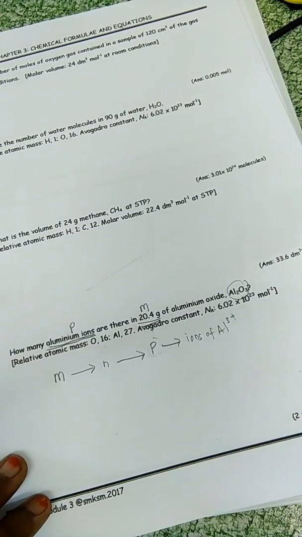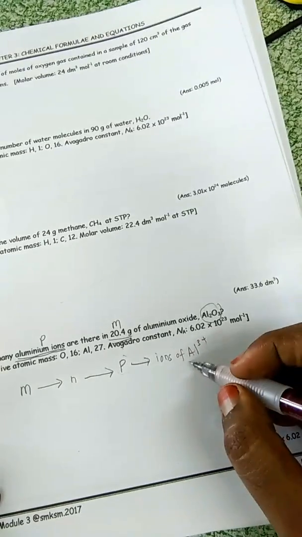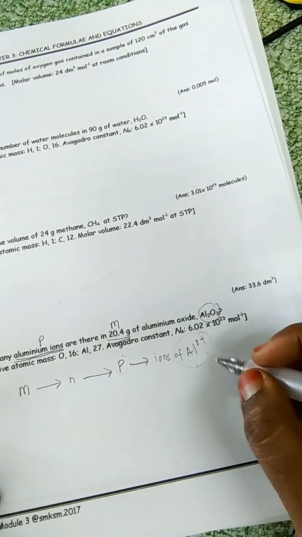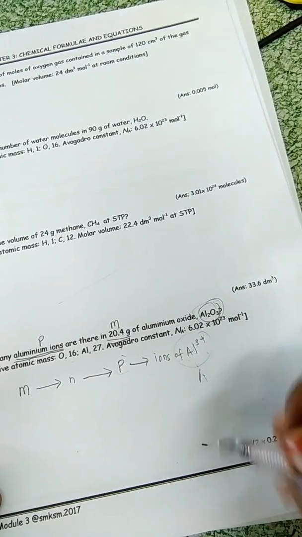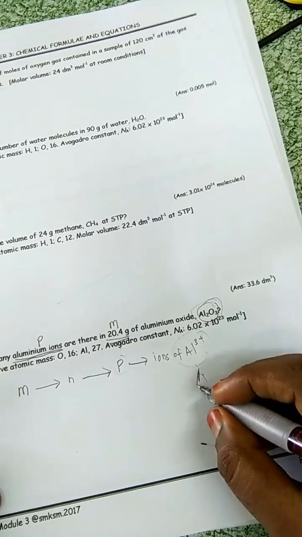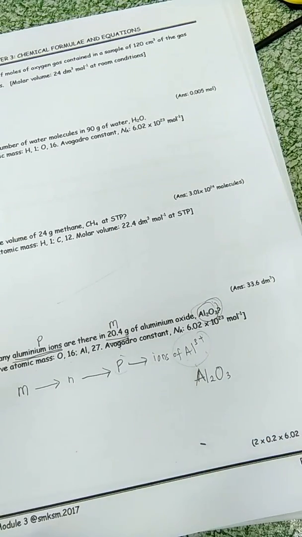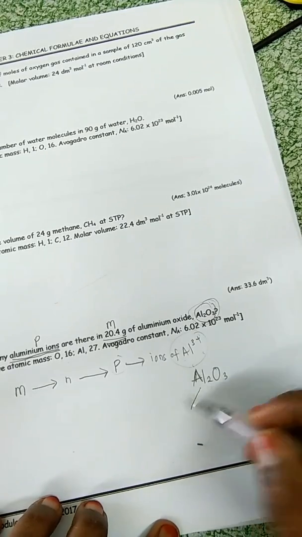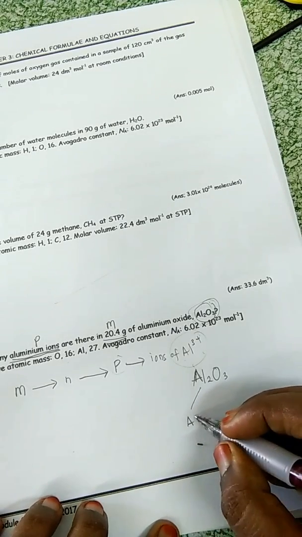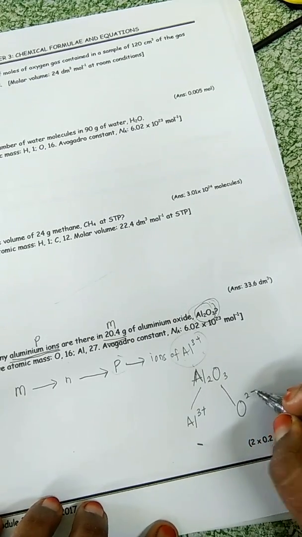Before I teach you, I want you to find out how to get this aluminium ion. Do you notice the given information here? Al2O3. Al2O3 here is Al3+ and O2-.